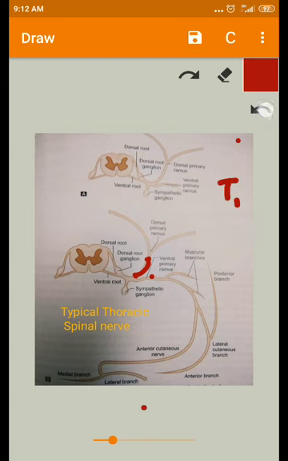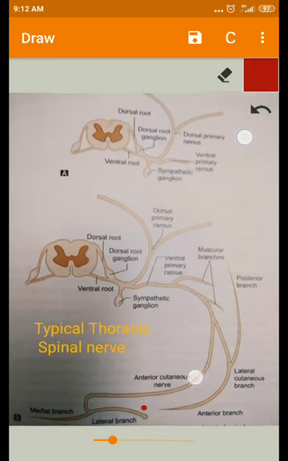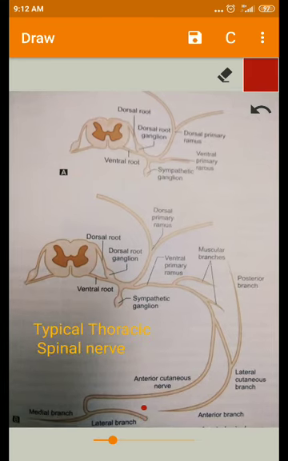So this is the course, and the same type of course we are going to see in the intercostal nerves. In the next video we are going to see the course of the intercostal nerve and also its relations.